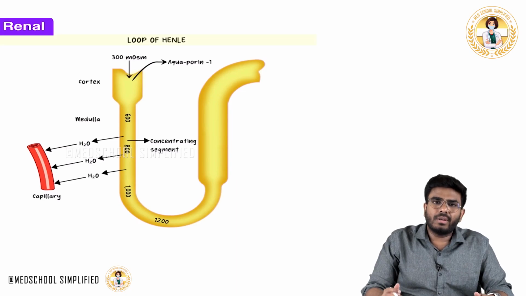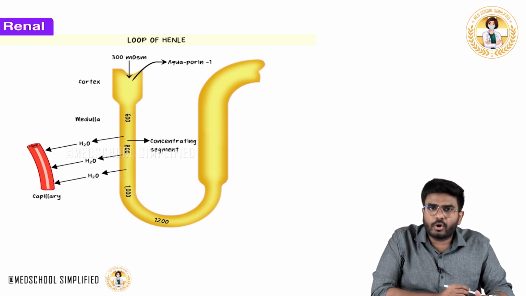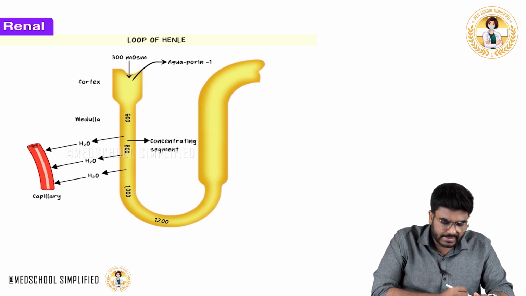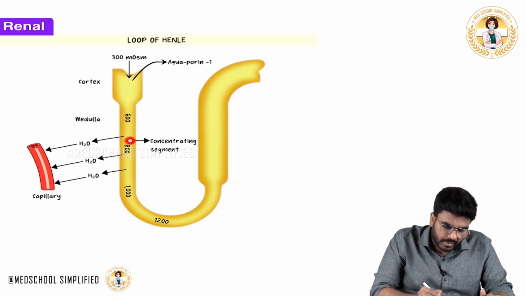Welcome back guys. Now let's discuss the loop of Henle. We have completed the topic of the proximal convoluted tubule. Now let's discuss the loop of Henle. This loop of Henle is actually divided into three parts. Descending limb of loop of Henle.